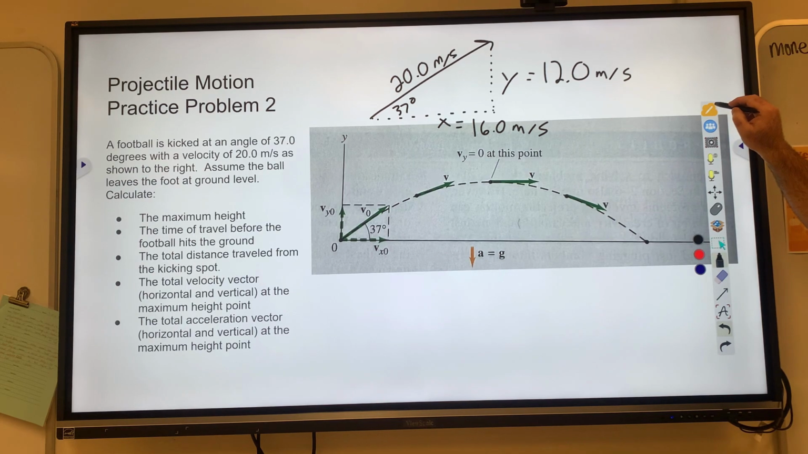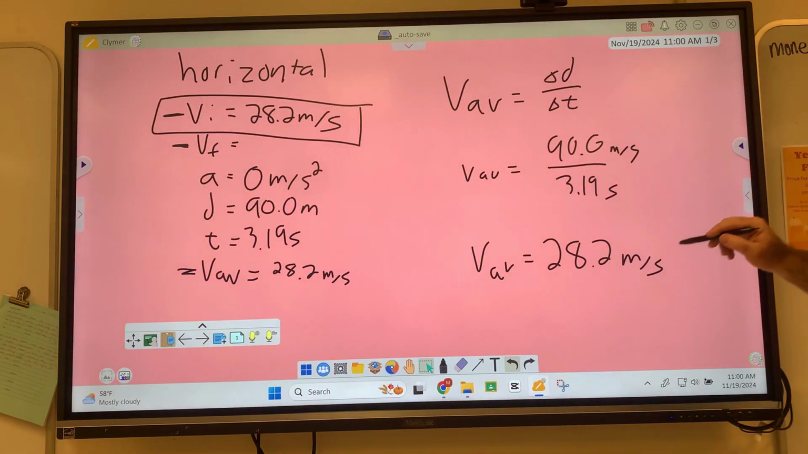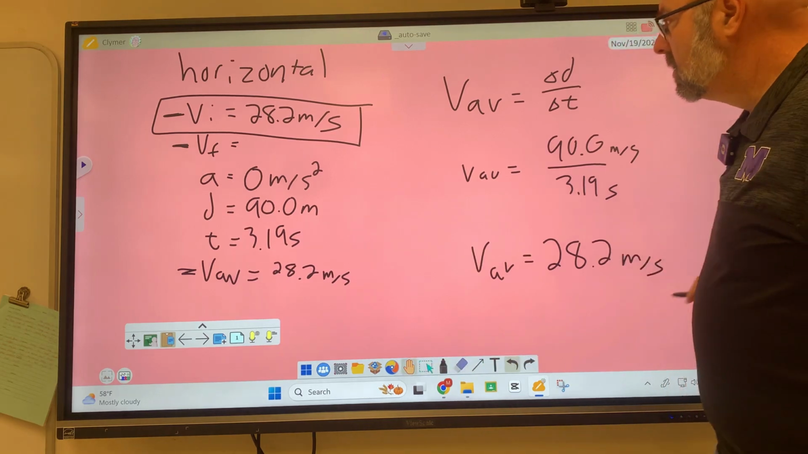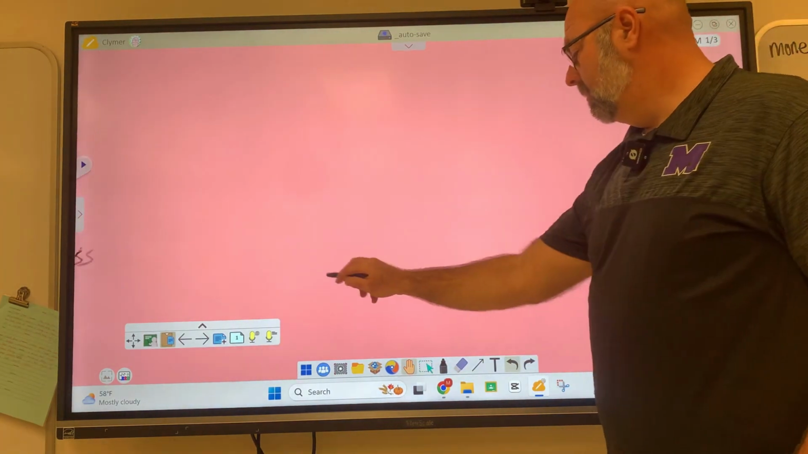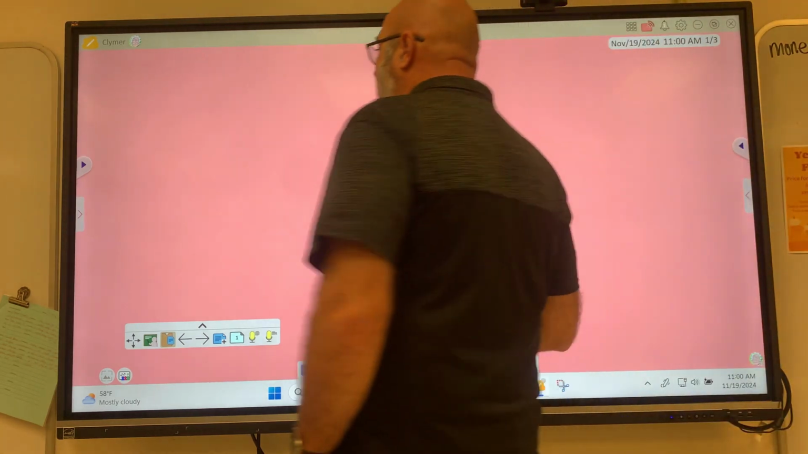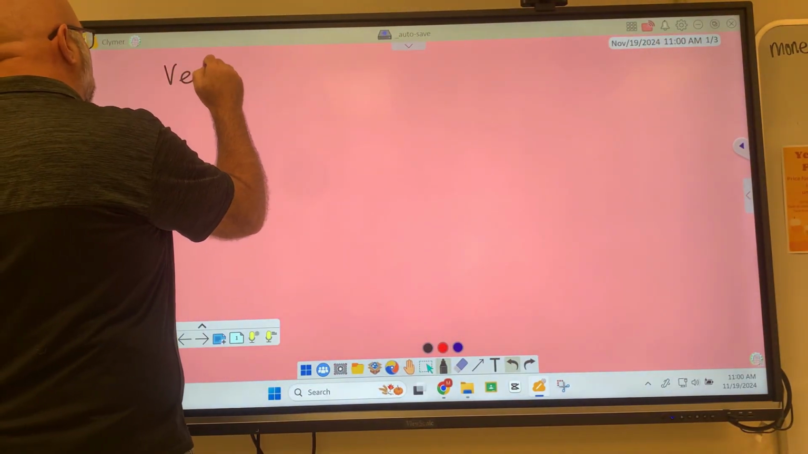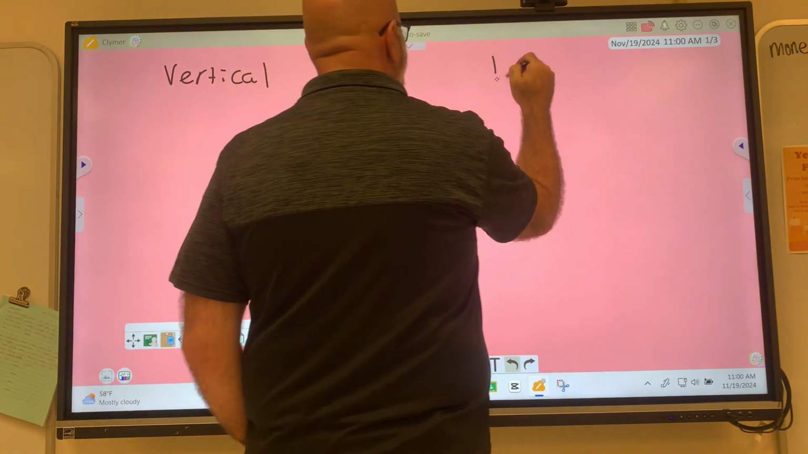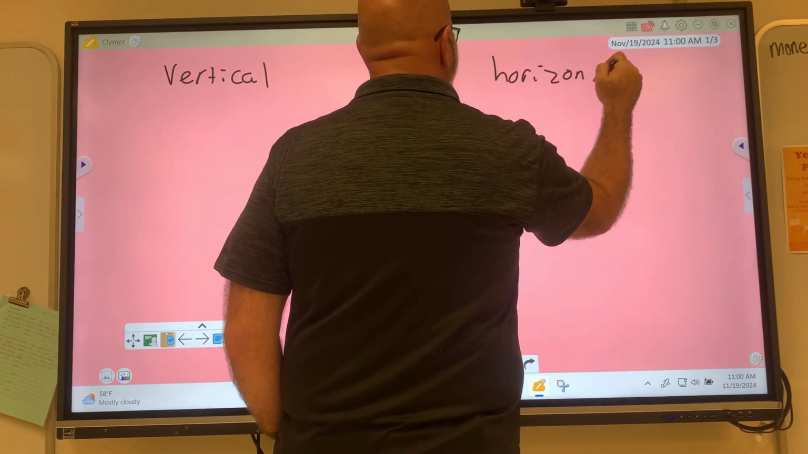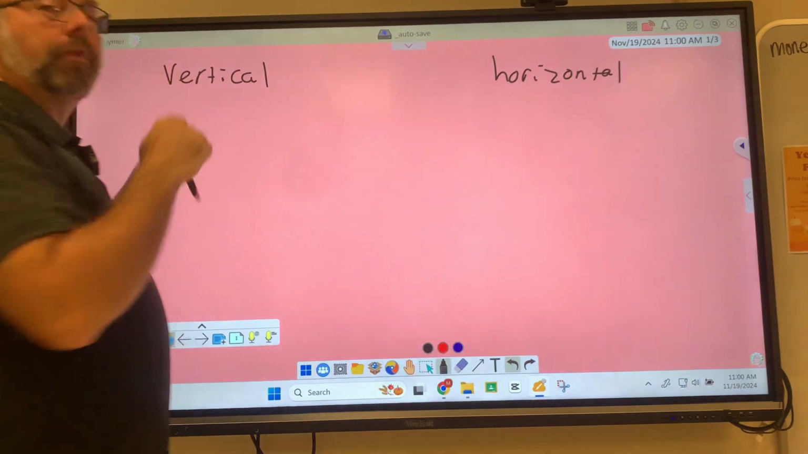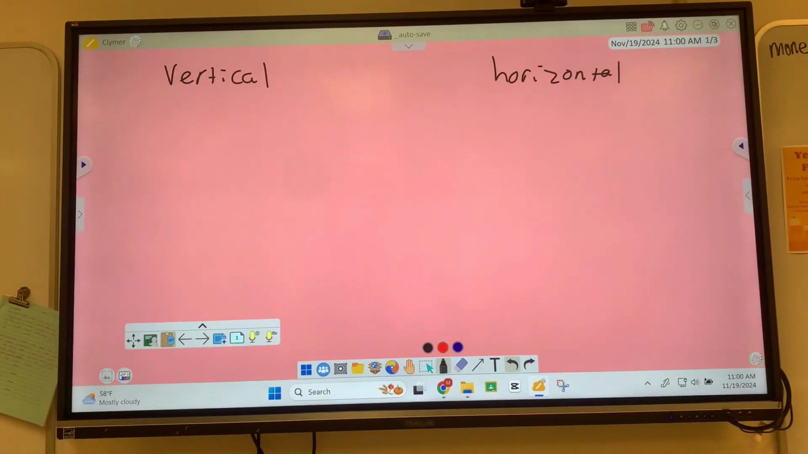Let's go back here. So for our problem, we're going to have a vertical, horizontal. So the first part of this problem asks us simply, how high up does our ball go? So if we're talking about height, which of our dimensions do we care about here, vertical or horizontal? Vertical, right? We're trying to see how high up this ball goes.